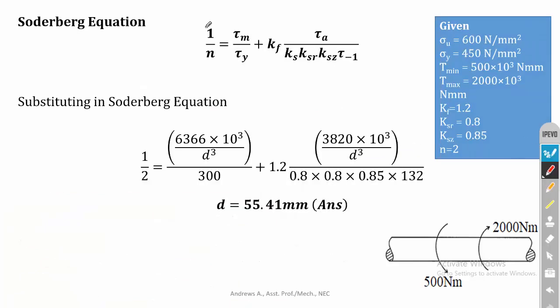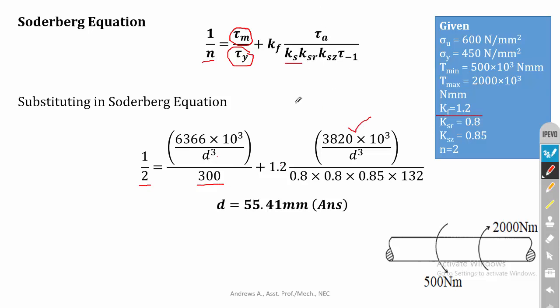Now we'll substitute everything in the Soderberg equation. It is 1 by n. Tau m is 6366 into 10 power 3 divided by d square. So this is the mean stress we have already calculated. Tau y we have calculated, it is 300. Factor of safety is 2. Then Kf is directly given in the problem, it is 1.2. So we can substitute that. Then tau a we have calculated, substitute the value.